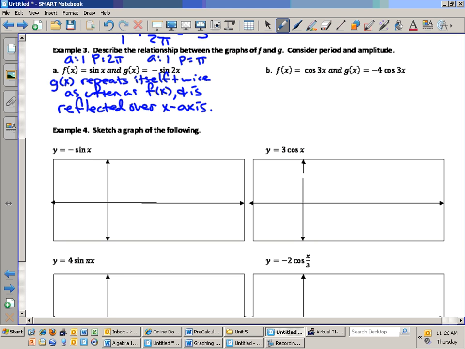f of x is cosine of 3x, and g of x is negative 4 cosine of 3x. So what is the amplitude for the first one? 1. What's the period for the first one?